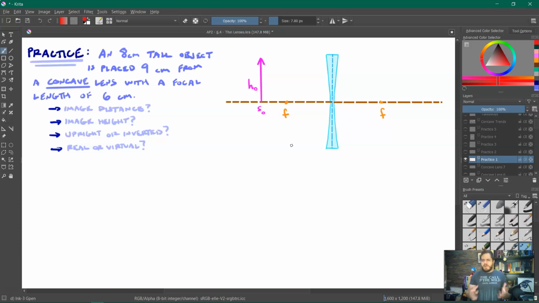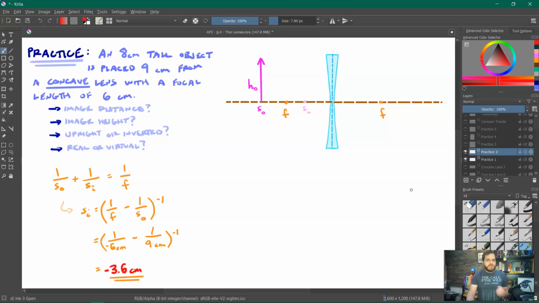Okay, hopefully you tried it on your own. And remember, the real key difference here, and this is a very easy way to make a mistake, is that the focal length of a concave lens is negative. So when we have our f in these equations, we're not going to use 6 centimeters, we're going to use minus 6 centimeters. So let's start off with the thin lens equation.